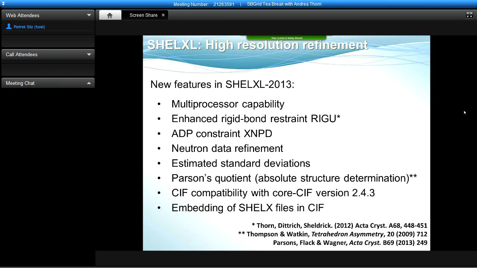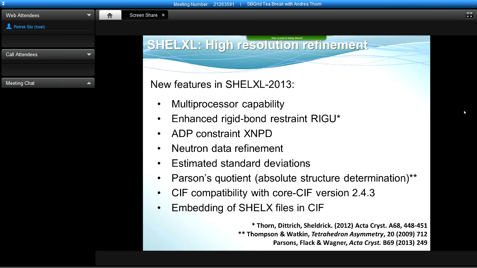There's an ADP constraint, XNPD, which such a constraint has been for a long time in Phenix refine and REFMAC, and now SHELX can also keep ADPs from getting negative, which is particularly in protein structures a problem. We can do neutron data refinement, and actually Tim Grüne and Anna Lübben have refined a neutron protein structure with SHELX. So now all the structure factors are in.